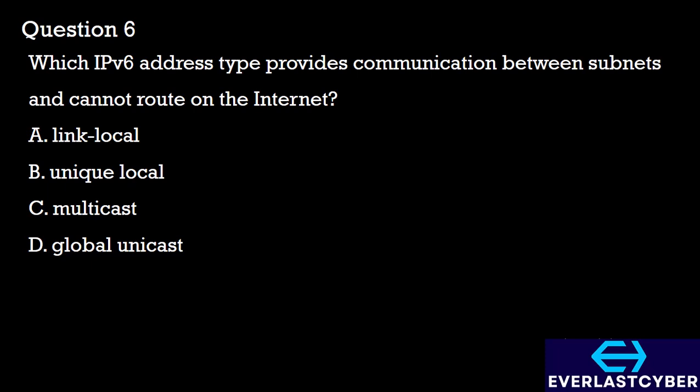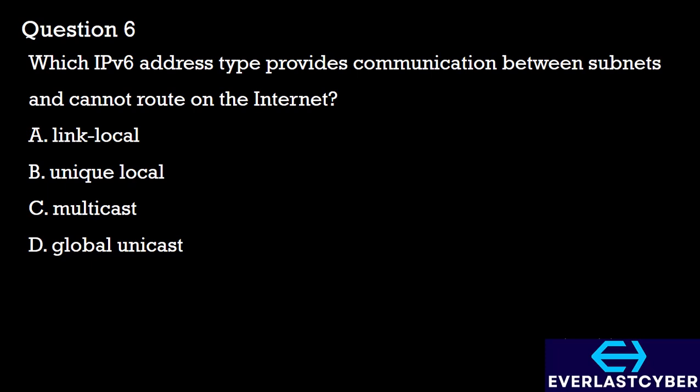Link local addresses are used for communications within the same subnet, so they are not routable beyond the local link. Unique local addresses in IP version 6 are used for communication between subnets within a private network, and they cannot be routed on the internet. Multicast addresses are used for sending data to multiple destinations simultaneously. However, they are not specific to subnet communication.